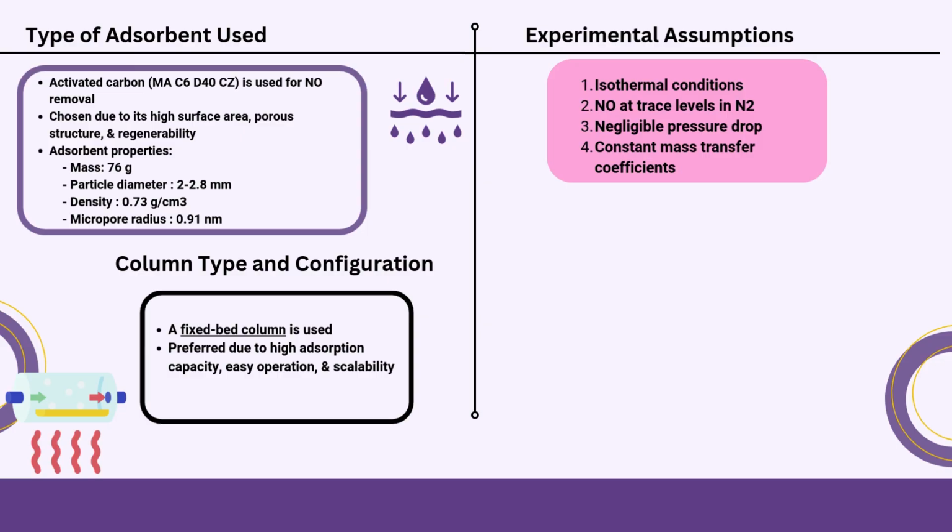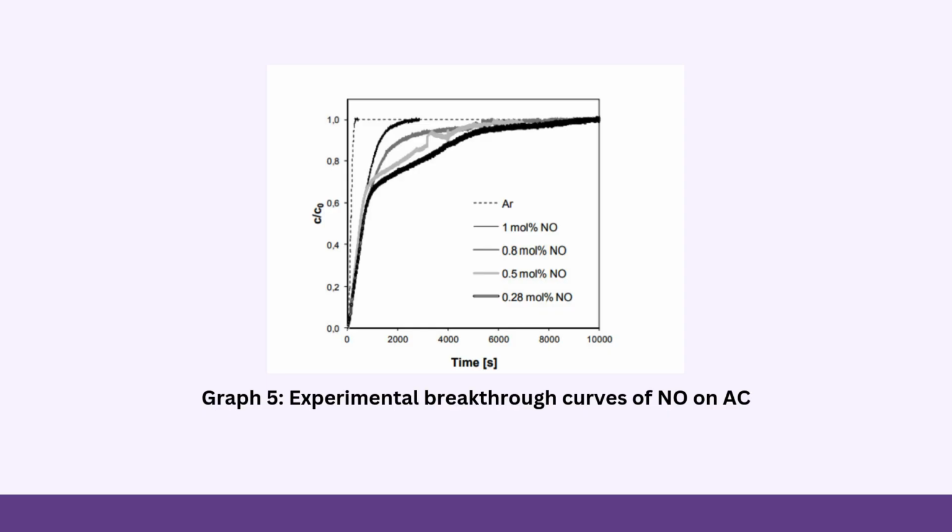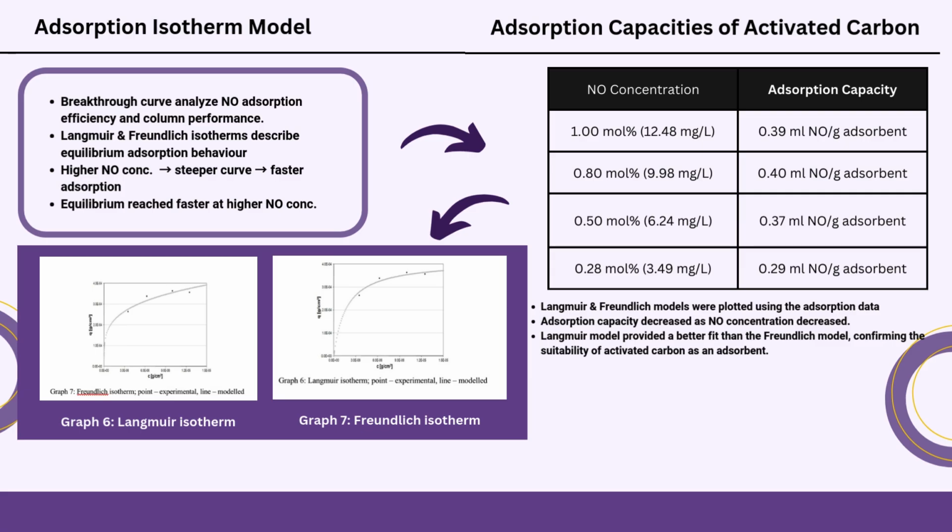For the experimental assumptions, since we use experimental data to develop an industrial design, these are the experimental assumptions. This is the experimental breakthrough curves of NO on activated carbon. I found it in a research paper, ranging from 0.28 mole percent to 1 mole percent. This is very crucial in our calculation because we want to know the breakthrough time. Then we develop an adsorption isotherm model using the adsorption capacity of activated carbon, which I also found in the research papers.